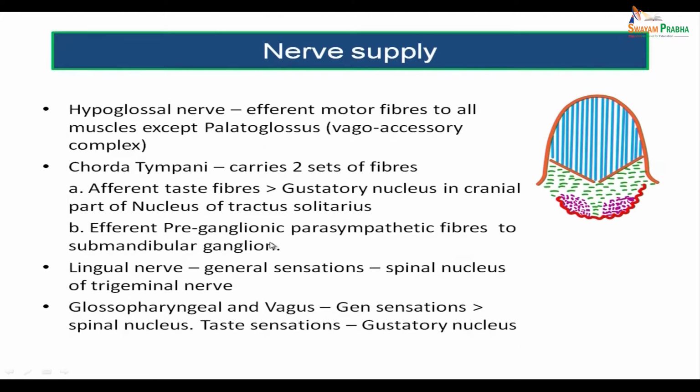This is very, very important. You need to remember where these taste fibers are ending. All the taste fibers are finally ending in the gustatory nucleus, which is located in the cranial part of the nucleus of tractus solitarius, which is present in which part of the brainstem? Which is present in the medulla of the brainstem. The general sensations of temperature, touch and pressure, all these reach the spinal nucleus of the trigeminal nerve.